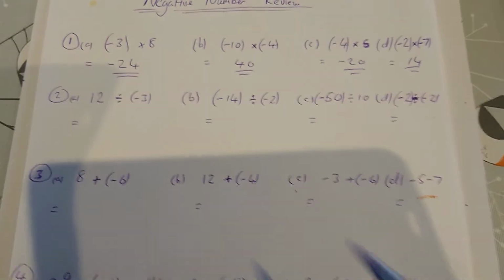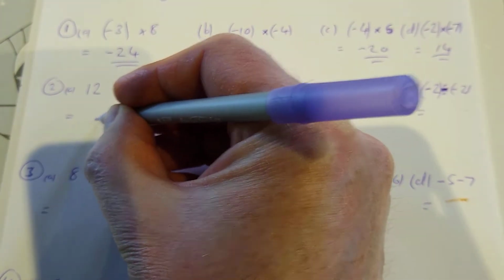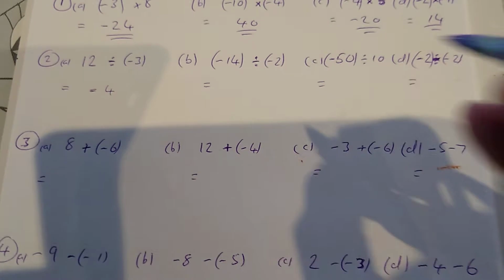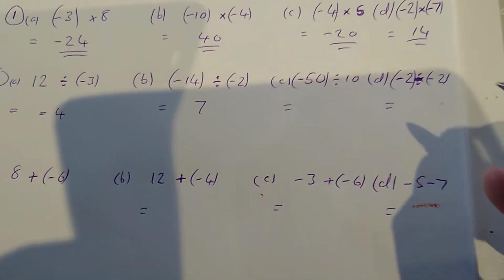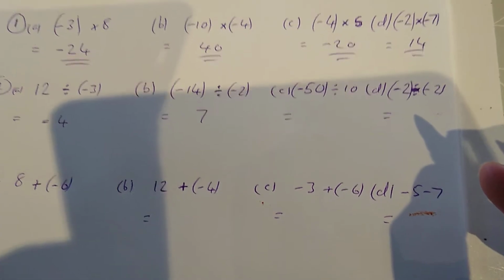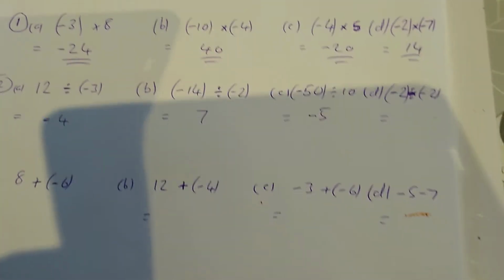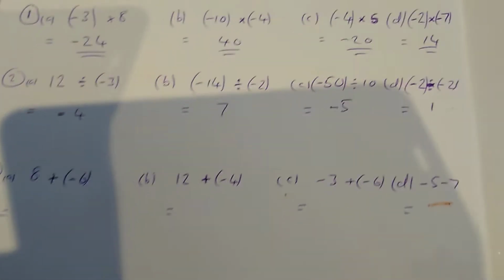So 12 divided by -3. A negative divided by a positive is a negative. Part B, a negative divided by a negative gives a positive. Part C, a negative divided by a positive gives a negative. And a negative divided by a negative at the end gives a positive, so the answer would just be 1.